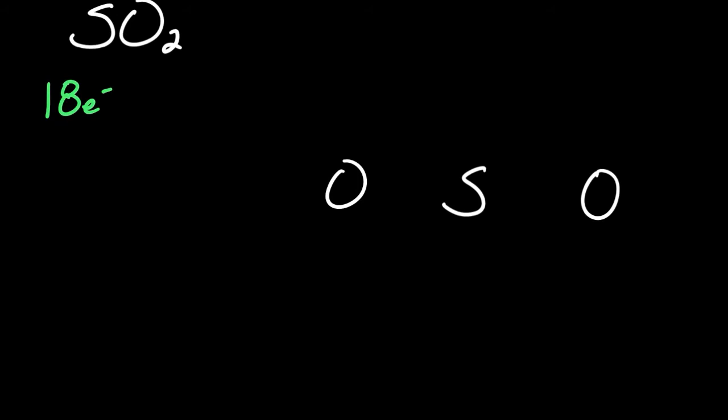I start distributing my 18 electrons by adding a single bond between each oxygen and the sulfur. Each of those bonds uses 2 electrons. That means I've used 4 electrons out of my 18. I've got 14 electrons left.